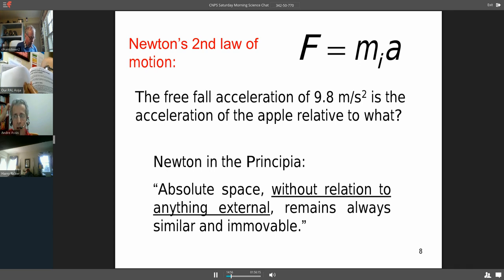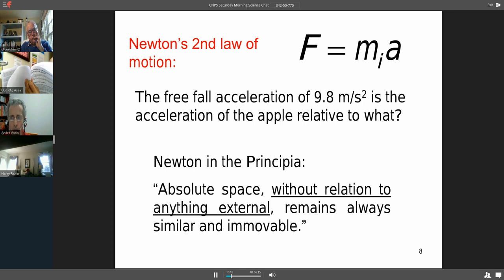It moves relative to the background of distant galaxies. So to Newton, it was acceleration relative to empty free space, to the vacuum. The 9.8 is not the acceleration of the apple relative to the ground.